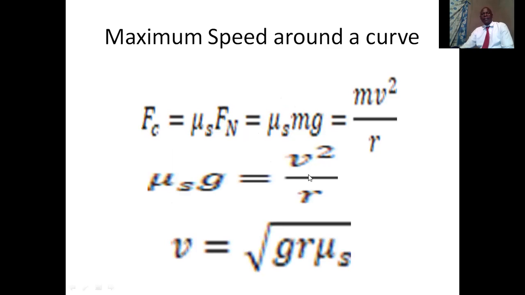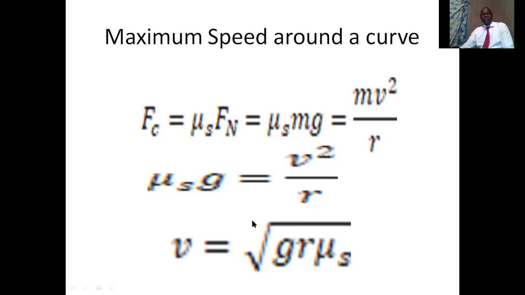And so you notice that here the mass and that mass can cancel, and we remain with the coefficient of static friction multiplied by acceleration due to gravity, which is equal to velocity squared over the radius. If we make the velocity the subject of the formula, this is what we get: v equals the square root of mu g r.